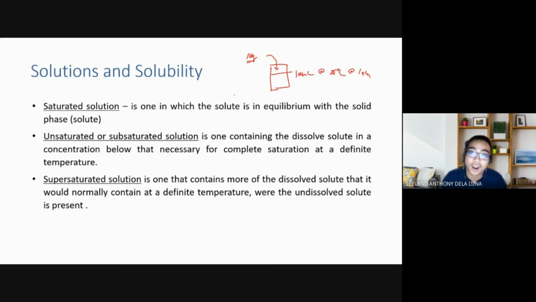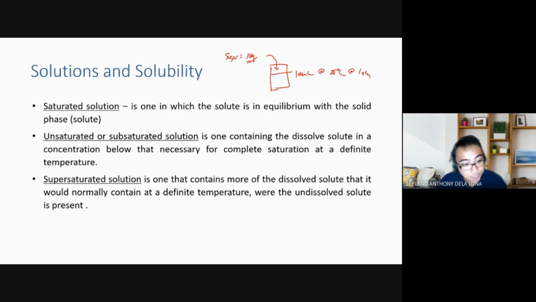Sabihin natin sugar. Sugar ang solute natin. Okay? So, class, pag nilagyan ko ng 150 grams of sugar, yung 50 grams, makikita mo, magpe-precipitate yon sa tubig natin. Kasi na-reach ko na ang saturation point ng aking water, 100 ml. So, are we clear? Okay, so kung unsaturated yan, class, ibig sabihin, yung solute ko, hindi pa na-meet yung 100 grams. Yes, that's unsaturated or subsaturated solution.